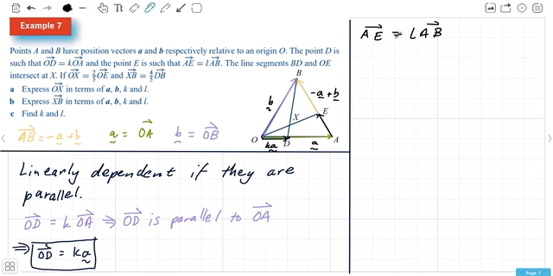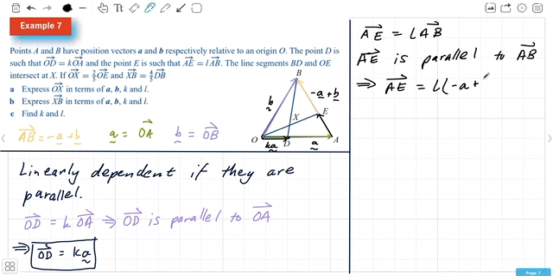If we think about what that means, A to E equals L times A to B. L is a scalar, so again, this means that AE is parallel to AB, and that implies that AE equals, we know already what A to B is, we figured that was negative A plus B, so A to E would be L times negative A plus B. Or if you want, you could write this as B take away A, it's the same thing. So we've now got expressions for all the different vectors that we've labelled here.